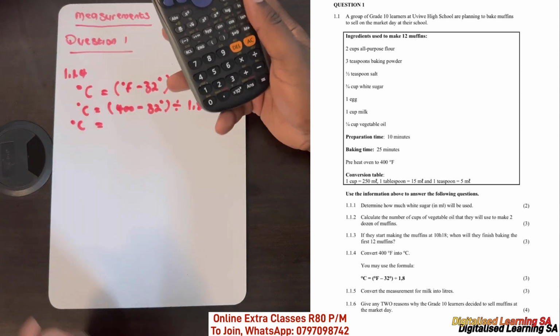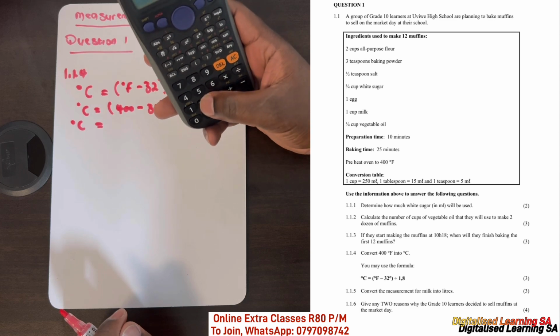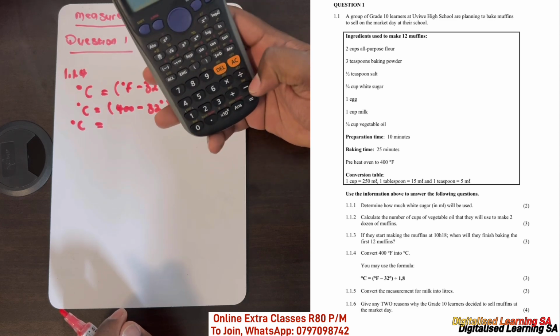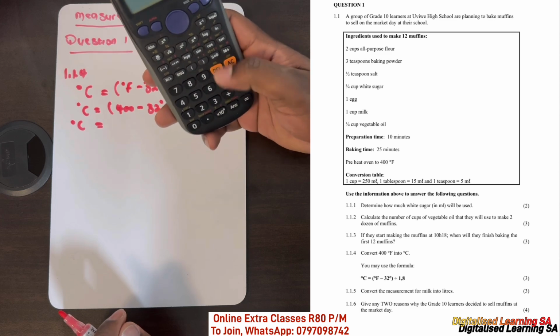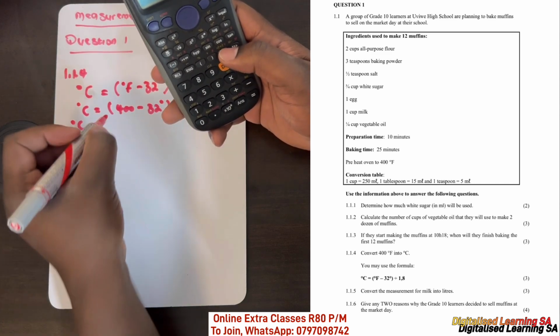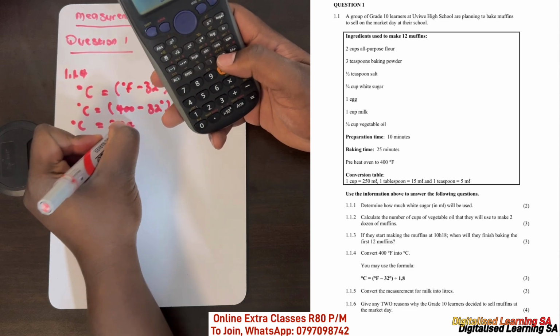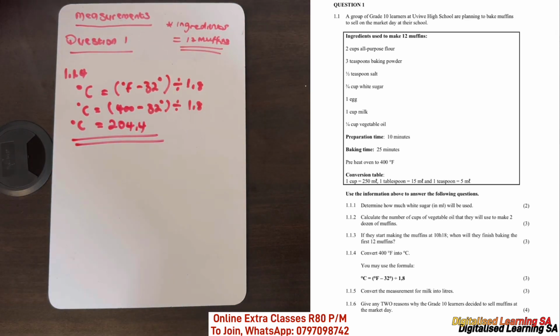So we come and say open brackets, 400 minus 32 divided by 1.8. And our answer will be 204.4. And then that's our answer.